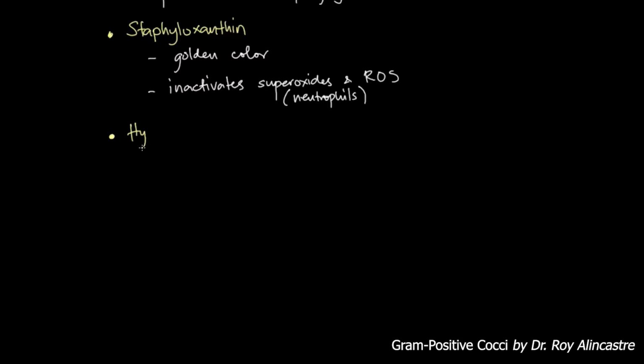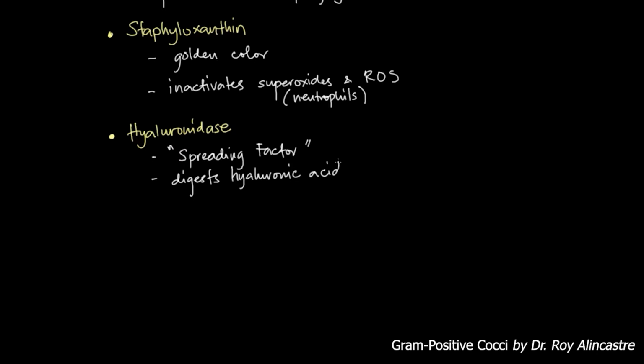Staph aureus also produces hyaluronidase, or the spreading factor. This is an enzyme that appears to promote invasion by digesting the intercellular glue, or hyaluronic acid, that binds connective tissue in host tissues.